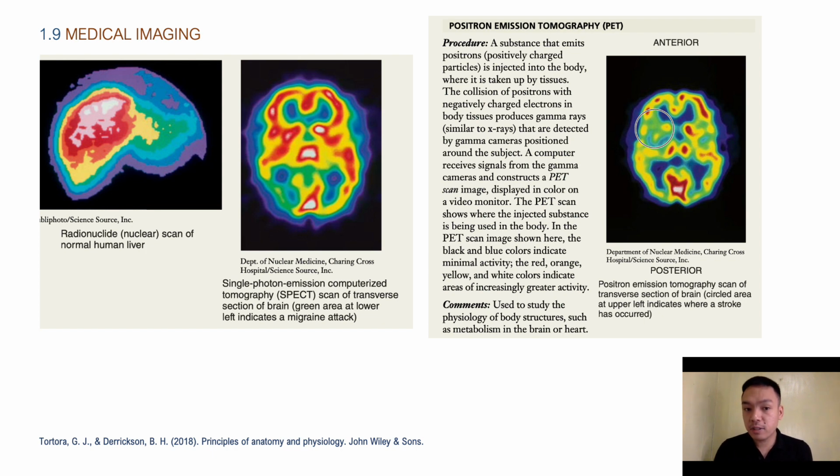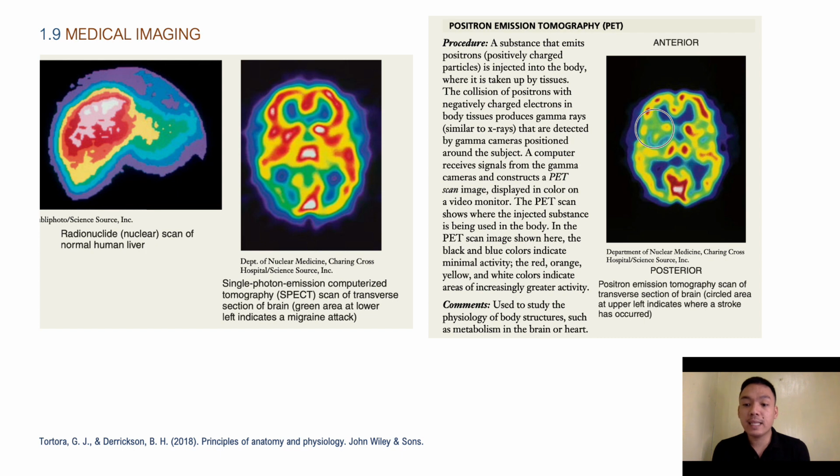In the image on your left, this is a nuclear scan of a normal human liver, and a single photon emission computerized tomography scan of a transverse section of the brain, with the green area at lower left indicating a migraine attack.